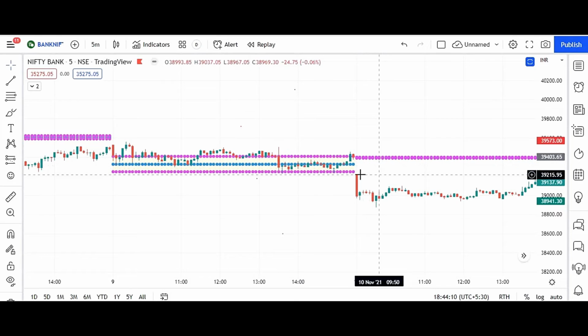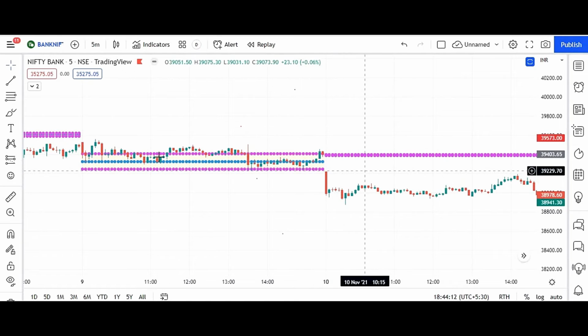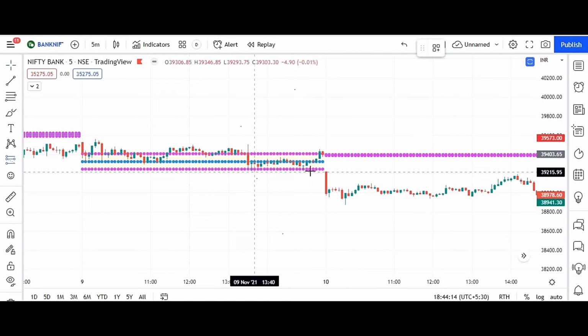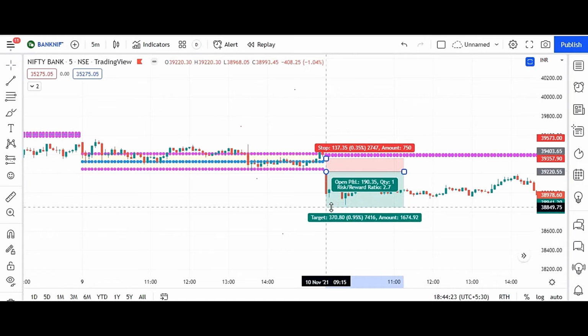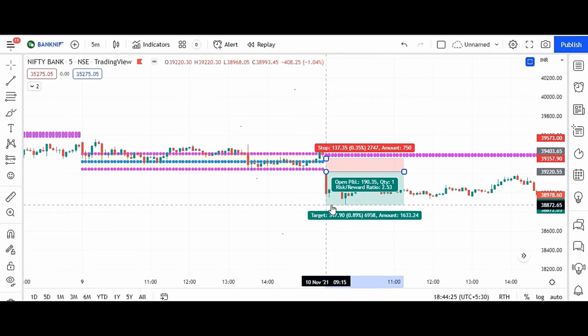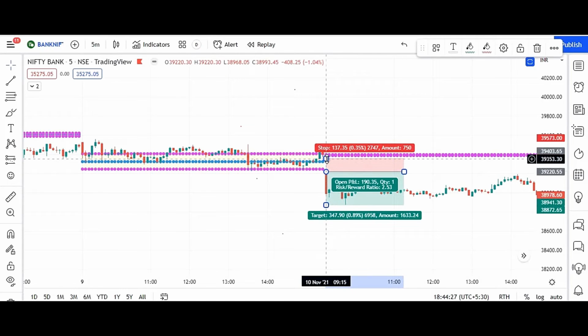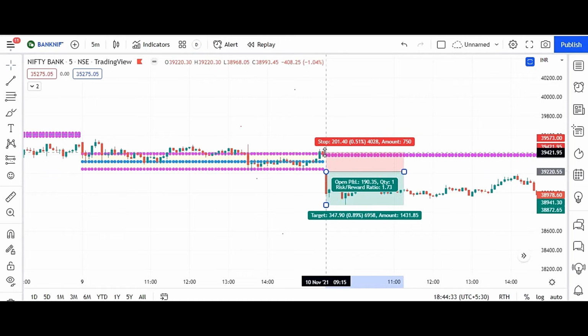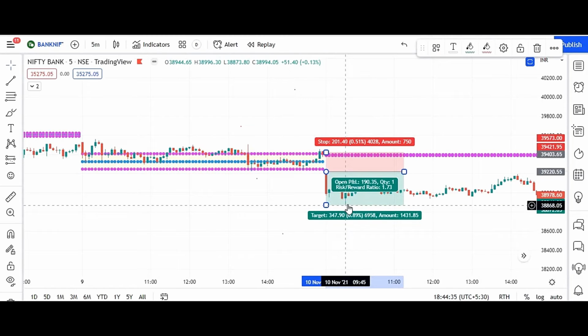Here you can see an inside CPR happened on November 10th. If you have taken entry here on the opening itself, as it opened just below this previous day CPR as a breakout, then you might have made like some 1:2.5. Your stop loss would be the central pivot of the previous day CPR, above the CPR. And then your target would be like this. Always remember, keep on trailing your SL.